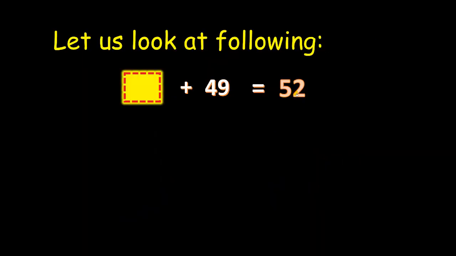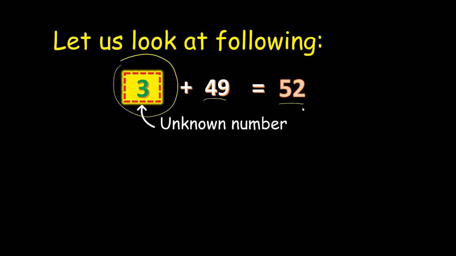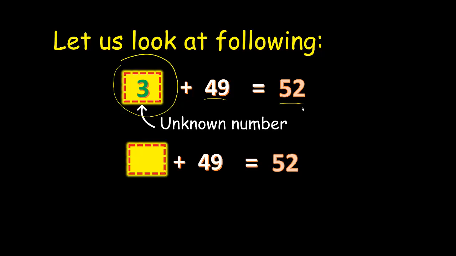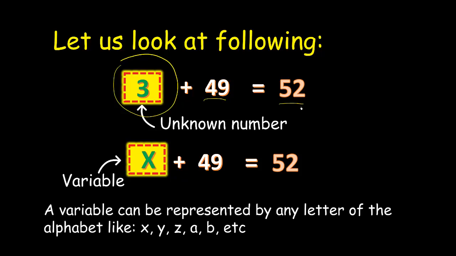Let's look at the following. This square, when added to 49, is equal to 52. What could it be? It could be 3. That's an unknown number. Now we can also write it as a variable like x, which is a variable. A variable can be represented by any letter of the alphabet, like X, Y, Z, A, B, etc.